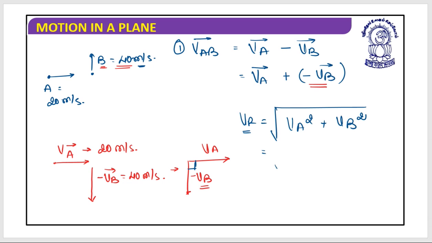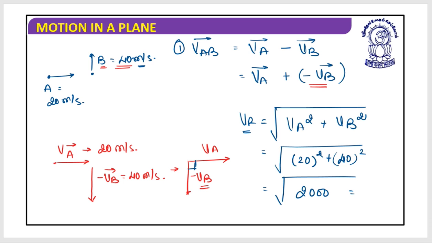First we are talking about the magnitude. It's 20 square plus 40 square. So 20 square is 400, plus 40 square is 1600, so this is 2000. If you want to simplify this, it is 5 into 400. So this is 20 root of 5 meter per second. This is VR. That means we are talking about the velocity of A with respect to B. It's in magnitude. Now let's talk about the direction.